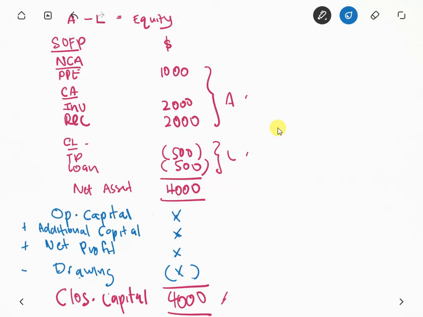Okay, repeat. If you are given asset and liability in the question, you can find the capital, but you can't find the profit. But what if I tell you here, asset and liability are given to find the capital, you are also given opening capital, you are also given information on additional capital, as well as drawings. Can we now find net profit?